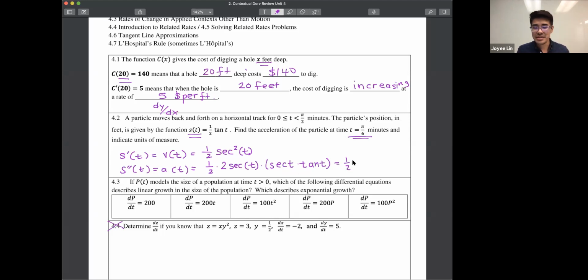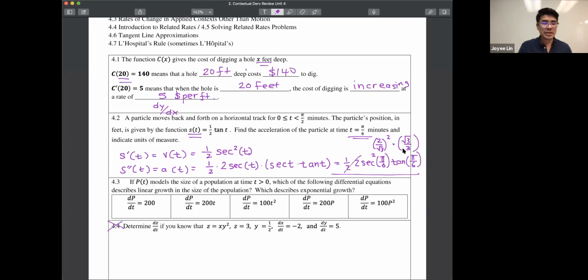Does anybody remember what secant of pi over 6 is? Fortunately for you, you actually don't need to remember. If you were to just put this on the test, you get full credit. But secant is a reciprocal of cosine, right? And cosine of pi over 6 is rad 3 over 2. So if you want to evaluate, it's 2 over root 3 squared. This 1/2 and the 2 cancel. And tangent of pi over 6? Tangent of pi over 6 is rad 3 over 3.